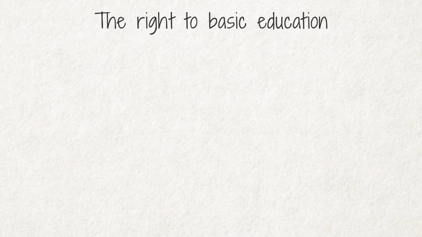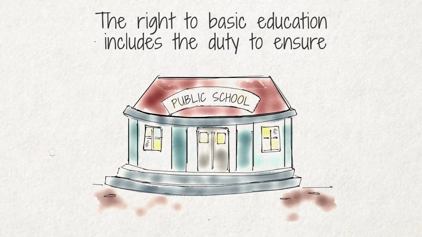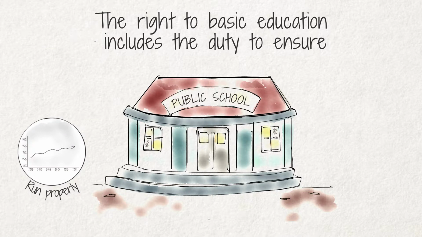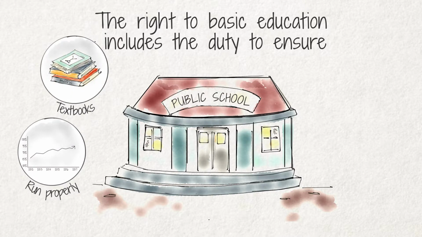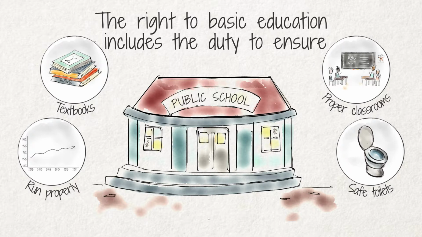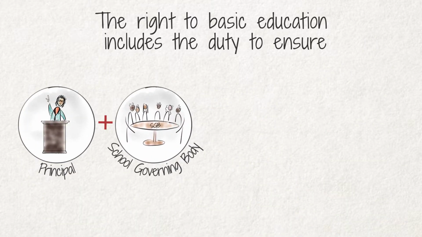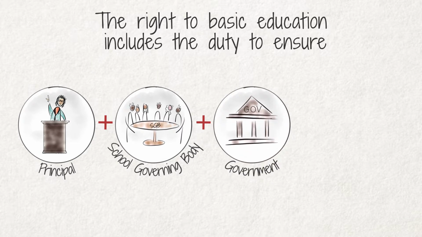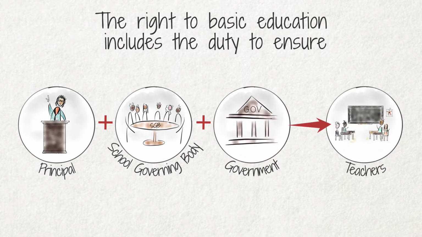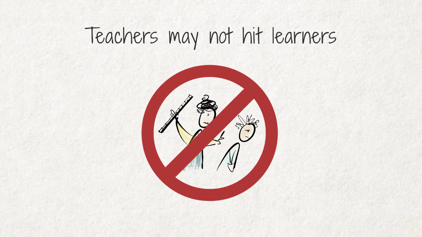The right to basic education includes a duty to ensure that all government schools are run properly, that learners have textbooks for every subject, and that proper classrooms, desks, and safe toilets are available. Together with the principal and the school governing body, the government must also ensure that teachers are in class and teach what is required. Teachers may not hit learners.